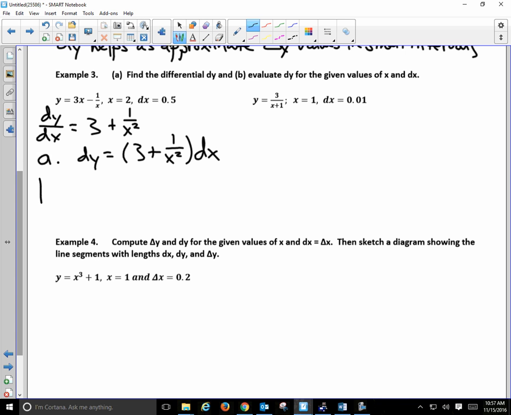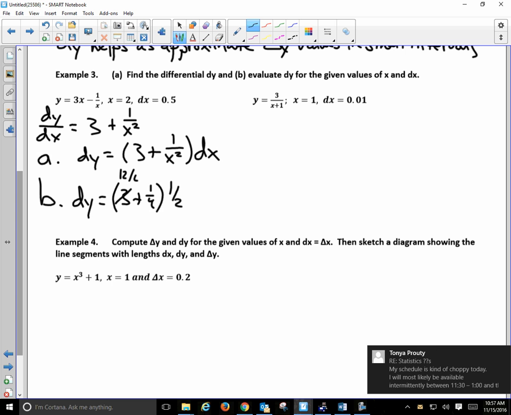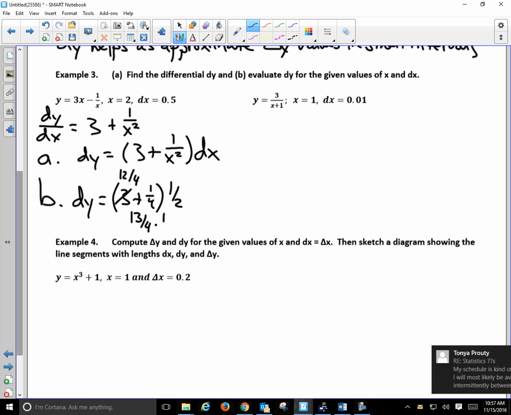Question B says, evaluate dy for the given values of x and dx. To evaluate dy, the change is going to be 3 plus, I plug in, what do I plug in for x? 2. So I get 1/4 times dx, which is 0.5, or 1/2. So 3 is like 12/4. 12/4 plus a fourth is 13/4, times a half is 13/8.